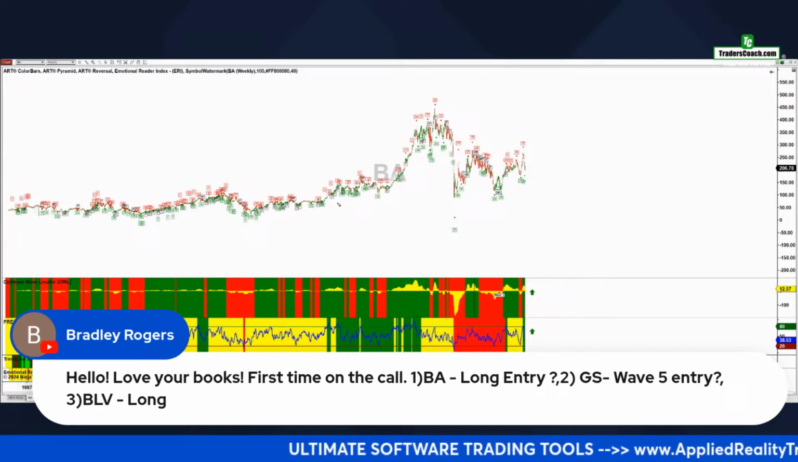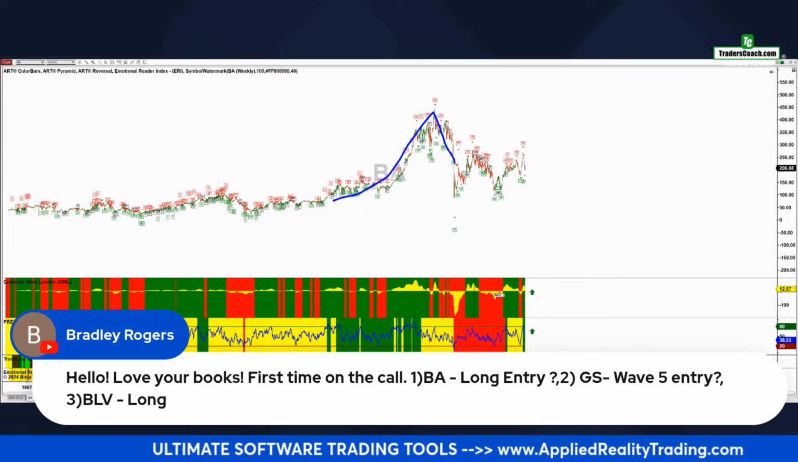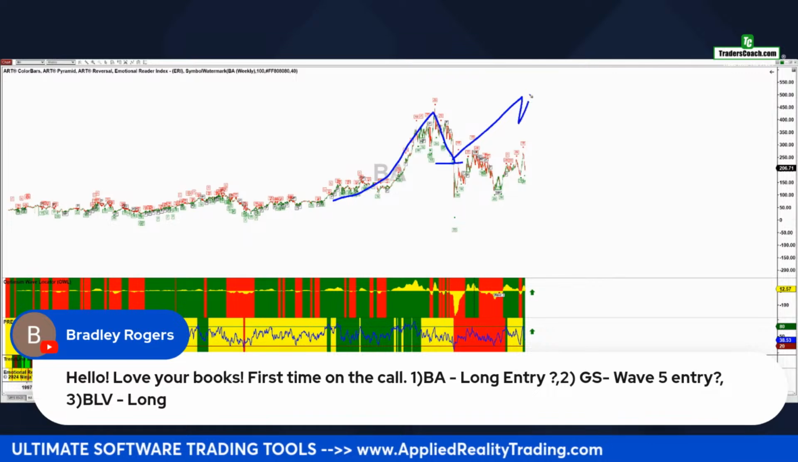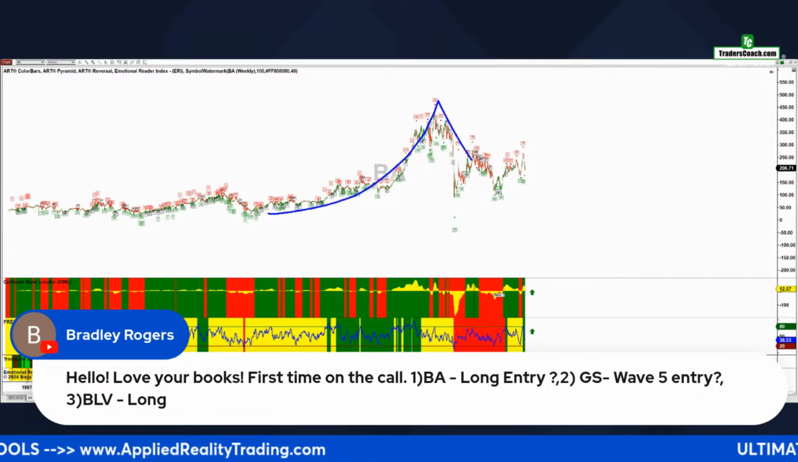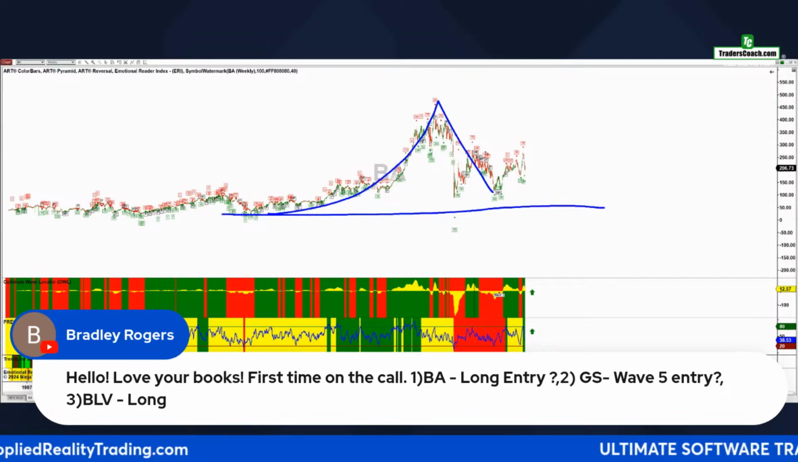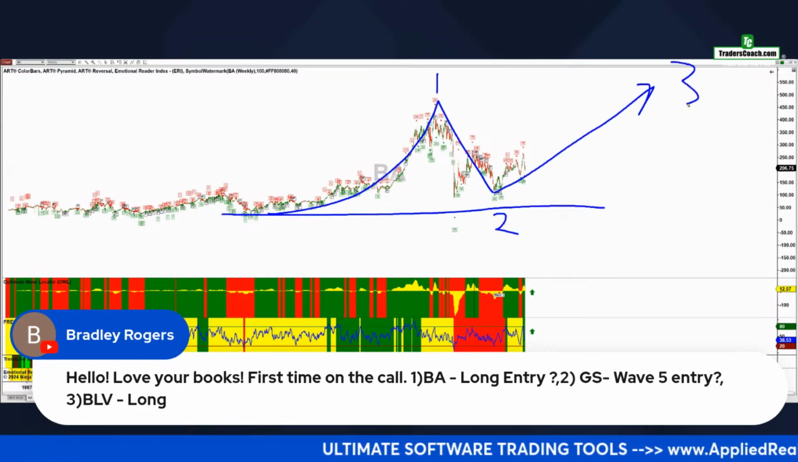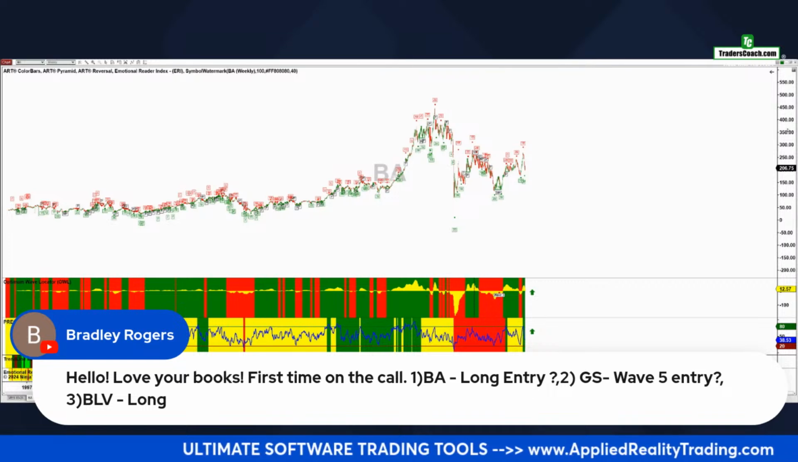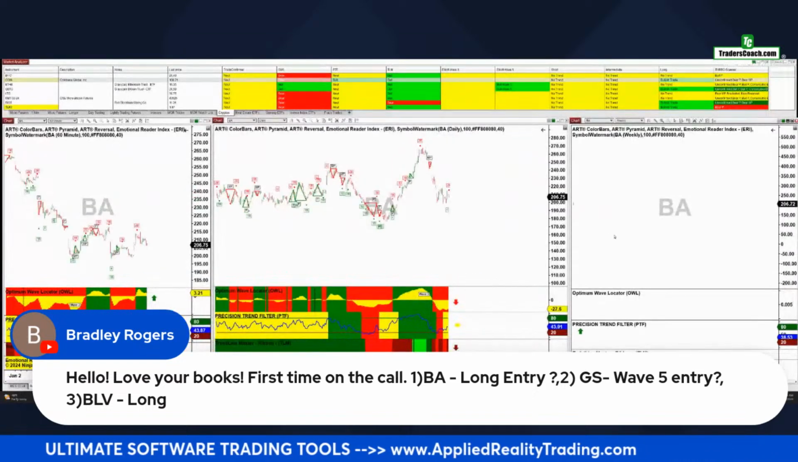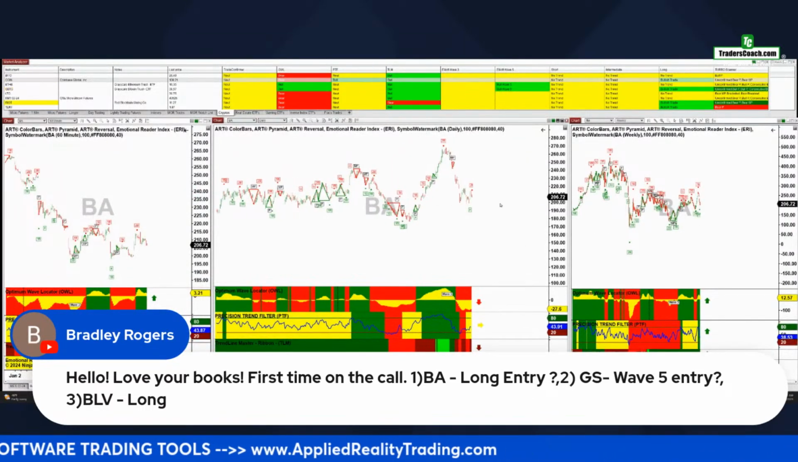Because if this was an impulsive wave, this should have ended right around in here and then gone back up. So it actually changed here and went all the way down. And so maybe that's a 1, this is a 2, and maybe we're getting ready to go on to a 3, but it's too early to take a trade yet. So I would hold off on that, bring it back next week, and let's see if things change at all.